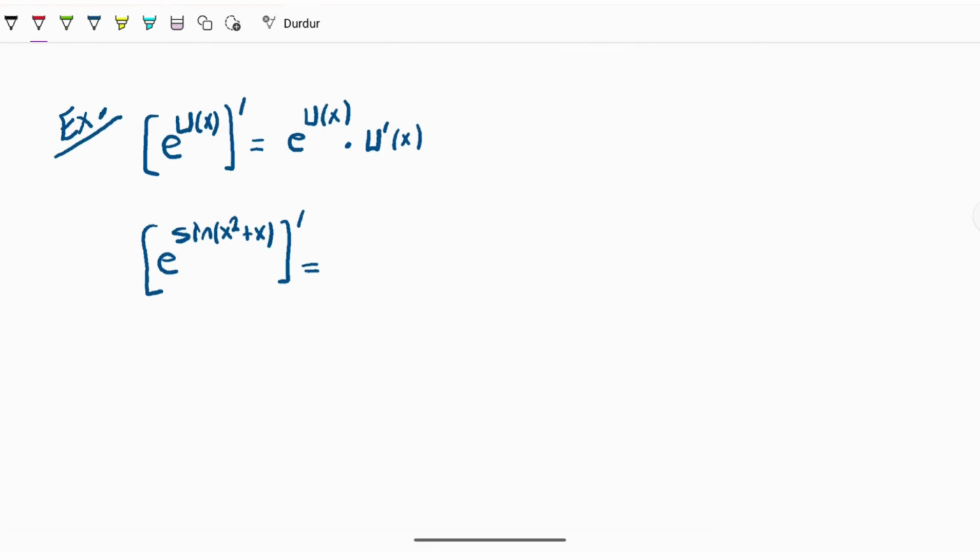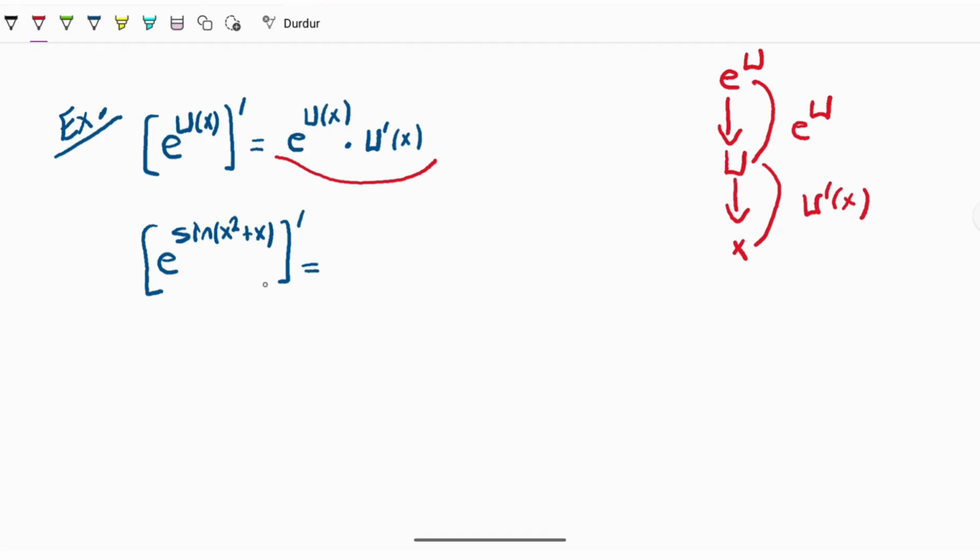Let's see the next example. Exponential u of x, we will consider its derivation. So we first consider this tree diagram. Exponential u depends on u depends on x. The derivation of exponential u with respect to u is exponential u, and the derivative of u with respect to x is u prime of x. By using this formula, we can derive this.